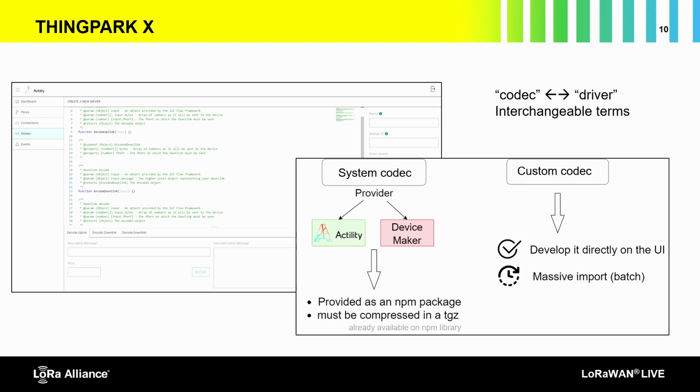And if you bring in a device where there's no codec, or if you want to modify the codec, or if it's a brand new device, you can also build a custom codec. There's an editor. You can start by copy-pasting an existing codec and then modify it according to your application and use it on a running system.